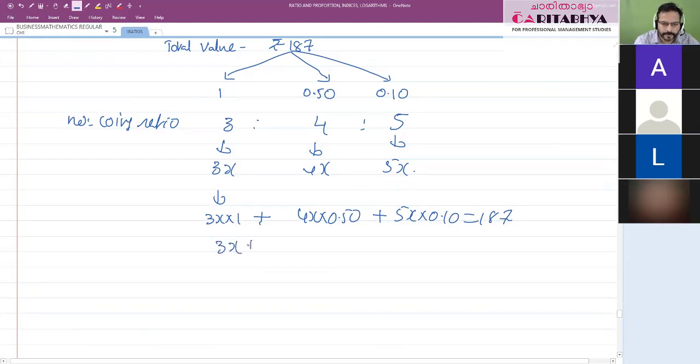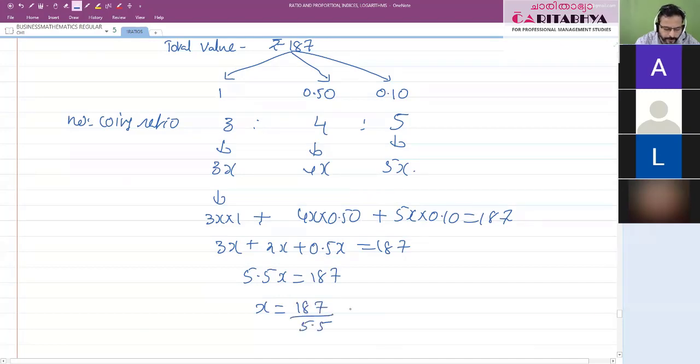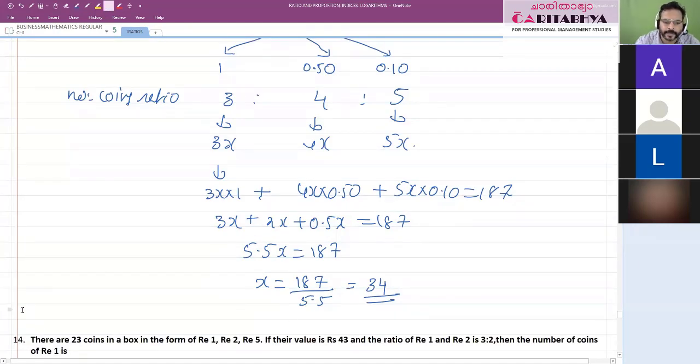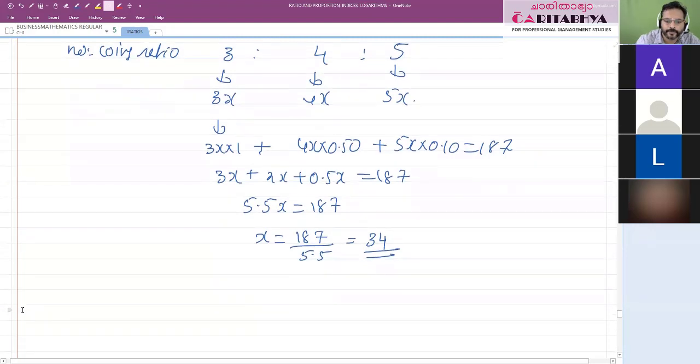So, 3x plus 2x plus 0.5x equal to 187. 5.5x is equal to 187. x is equal to 187 divided by 5.5, equal to 34. So x is 34.